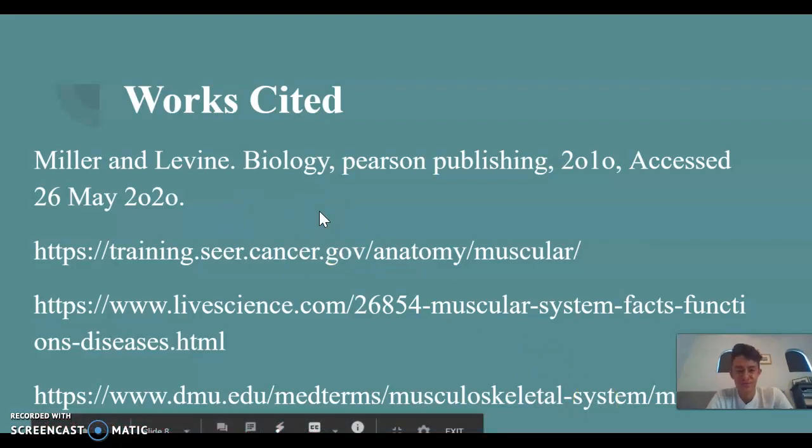Like I said, the way the muscle works is actually pretty complicated, knowing all the organs that play a part in how it contracts.